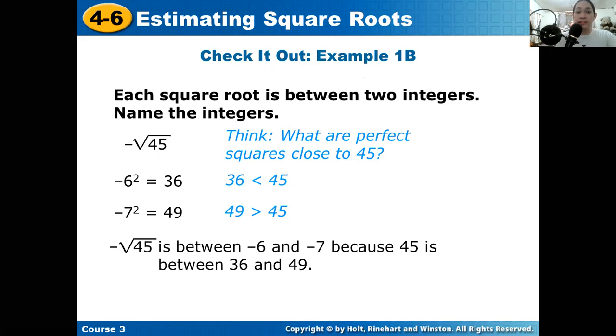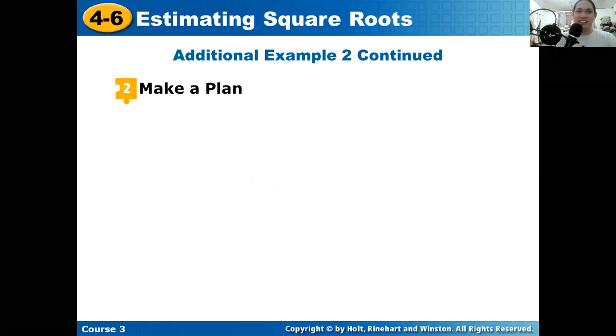So now let's try to think about the integers between which negative square root of 45 will lie. We have -6 and -7. Why? Because 45 is between 36 and 49. Why negative? Because the problem is negative square root of 45. So it's between -6 and -7. Okay, so I hope you got it.